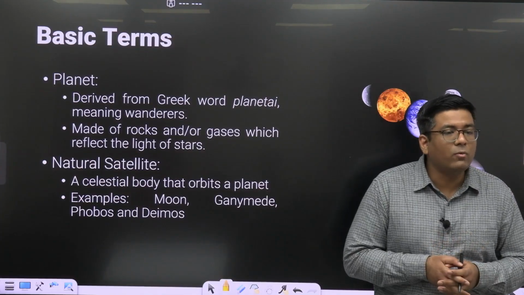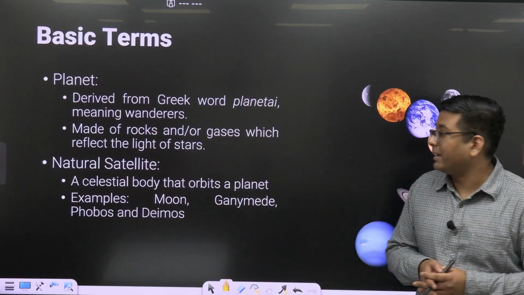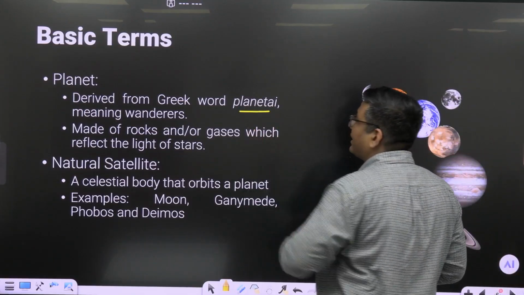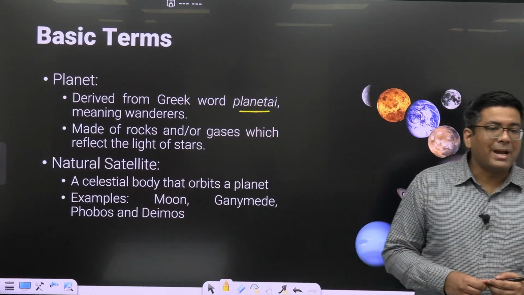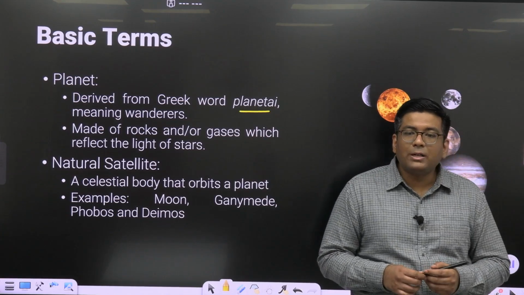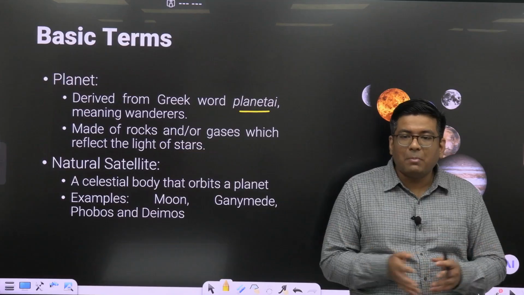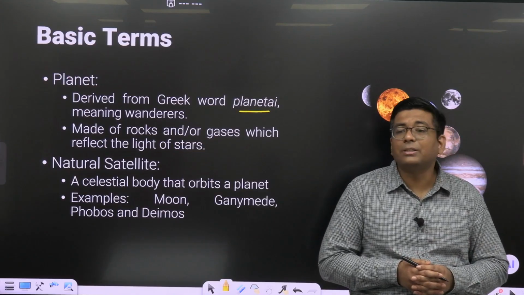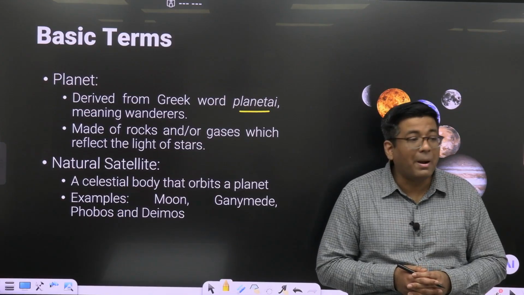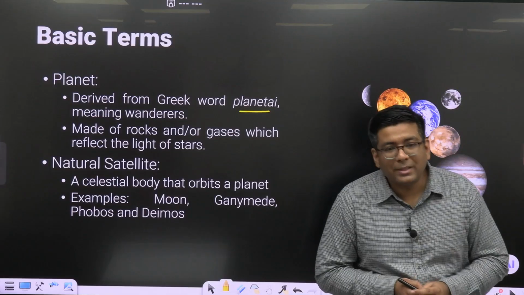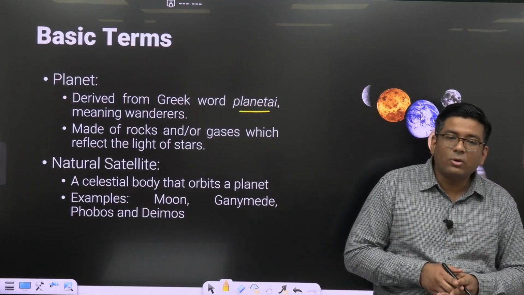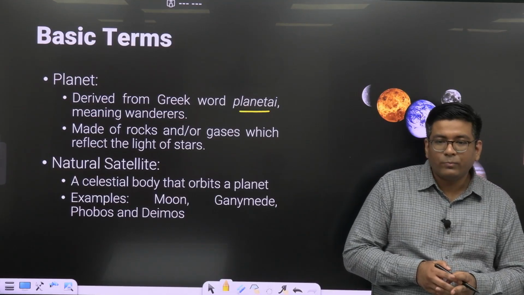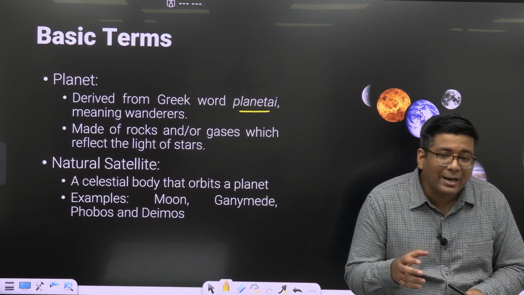Planets come from a Greek word, planetai. In ancient Greece, people would sit in the markets, which were known as agora. From there comes the word agriculture. Agora means market. When you talk about this marketplace, people would sit down, and there would be people who would start actually fooling other people.